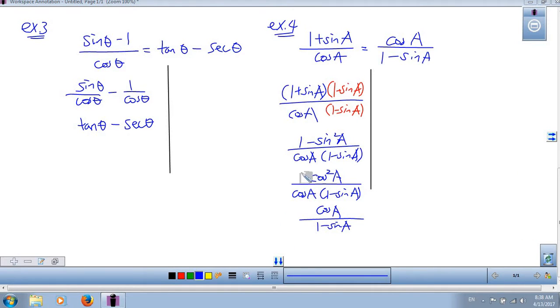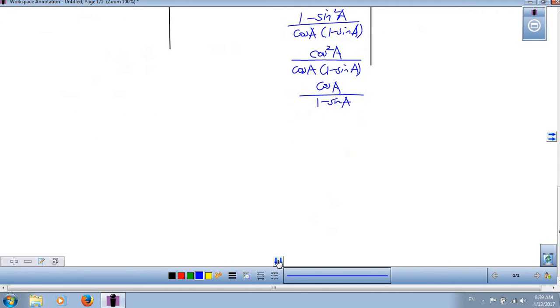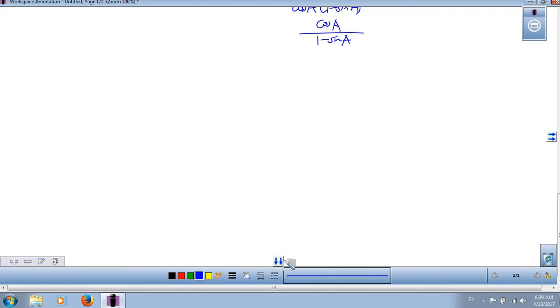Alright, so here the key was to recognize the factors. You understand that cosine squared a, which is 1 minus sine squared a, can be factored into 1 plus sine a and 1 minus sine a. That's often very much used in different kinds of identities. Alright, so let's try another example here.